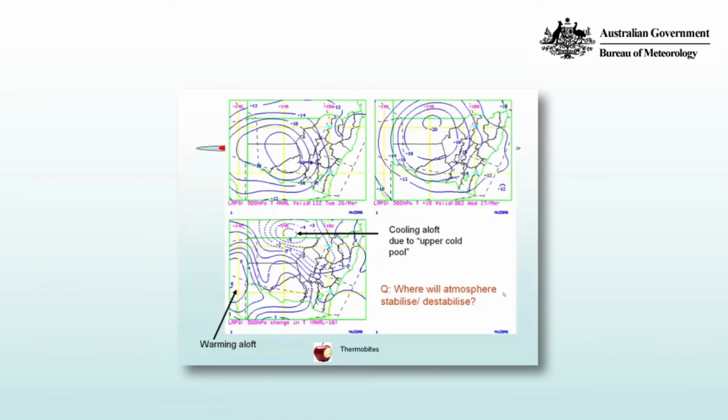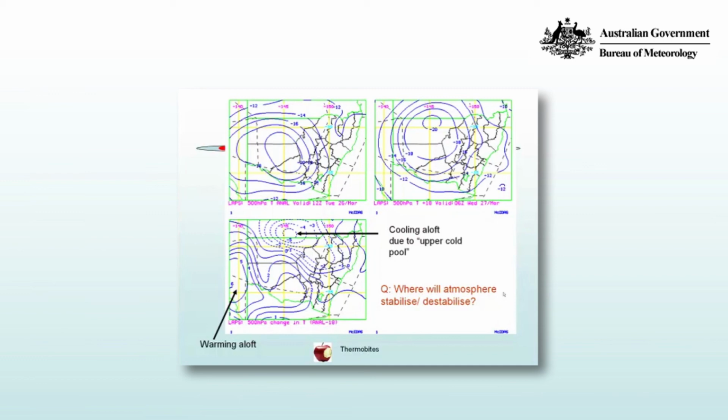Another way of looking at this is to look at some model fields. So here we have from an old numerical model known as Lapse the 500 hectopascal temperatures at analysis time, and then an 18-hour prog field, or prognosis field, on the right hand side. And then the field beneath is the analysis minus 18 hours. So the dashed regions show that there's cooling over the 18-hour period, and the solid contours show that there's warming over the 18-hour period. So where will the atmosphere stabilize and where will it destabilize?